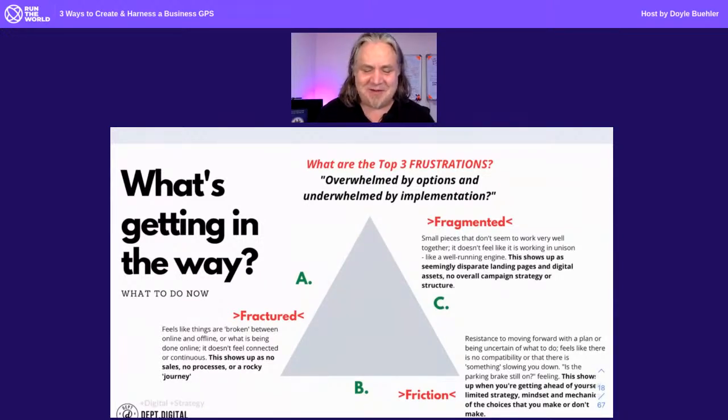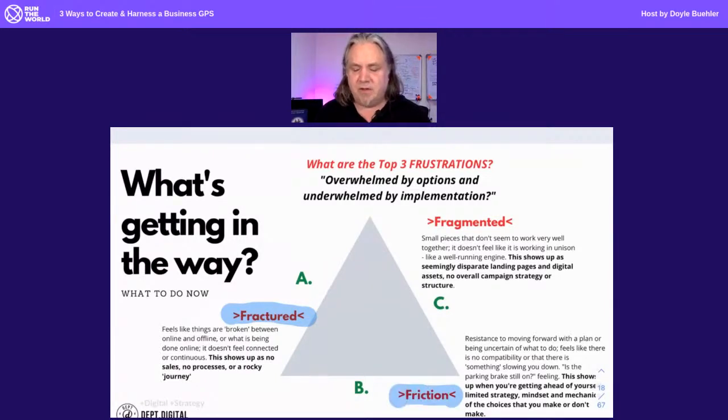Anyway, it comes down to three frustrations that most companies feel going forward as well. The first one is being fractured. This feels like things are broken between online and offline, or they haven't really connected the pieces of online and offline. And as a service-based business, you are both. That's where that transition and transformation needs to be put in place. Things are broken between what is being done online. It doesn't feel connected or continuous. And this shows up as no sales, no processes, or a rocky journey as well.